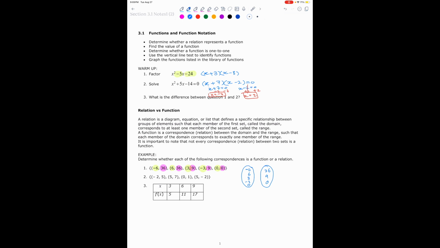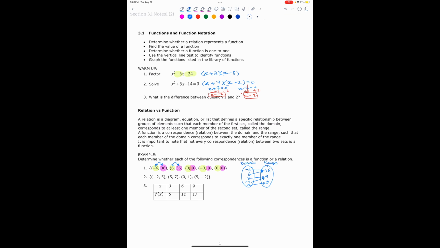Now I will create this correspondence. So I know that negative 6 is mapped to 36. 6 is again mapped to 36. And then 3 goes to 9. Negative 3 goes to 9. And 0 goes to 0. So in this case, we have a relation or a correspondence such that each element of the domain is mapped to exactly one member of the range.